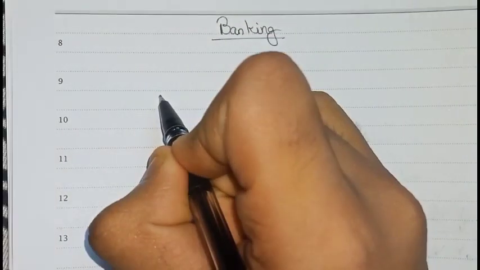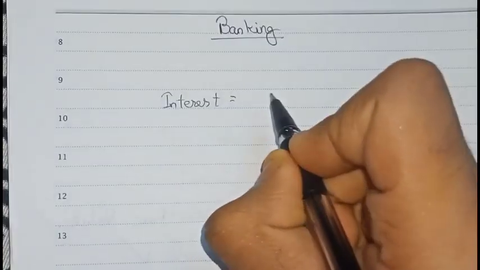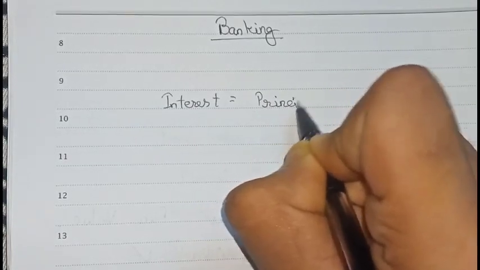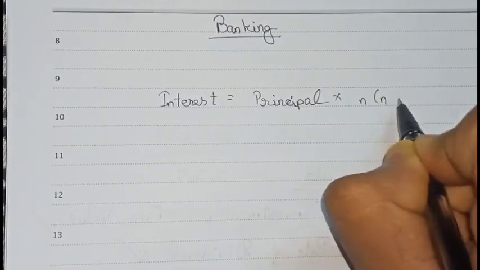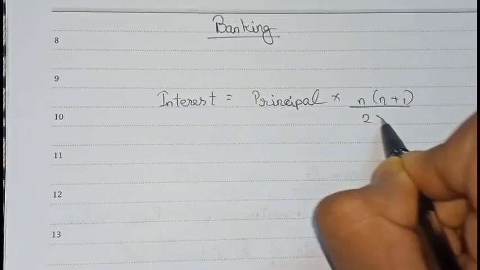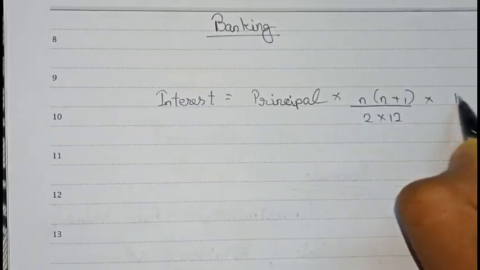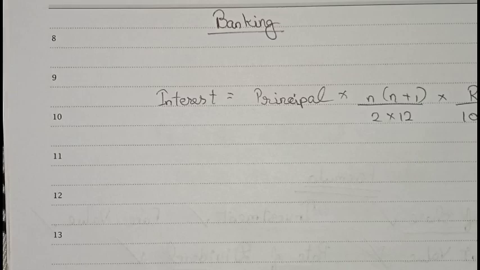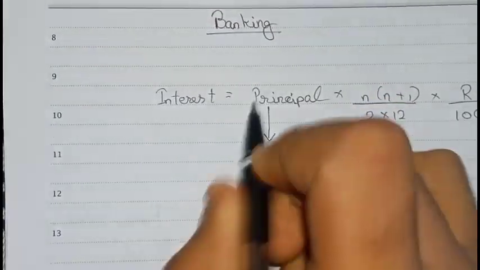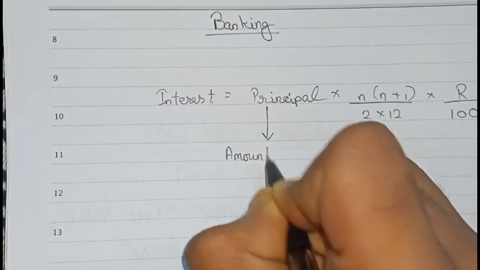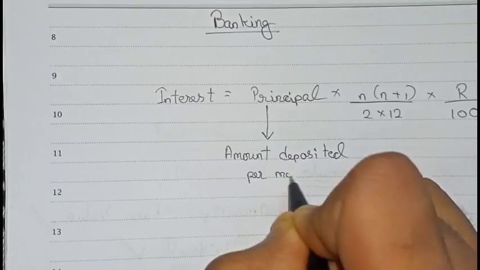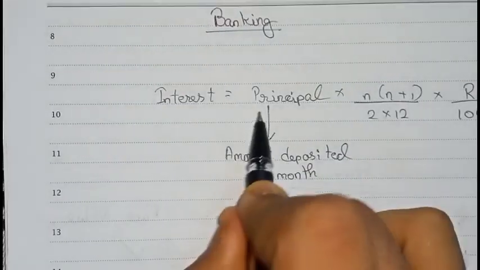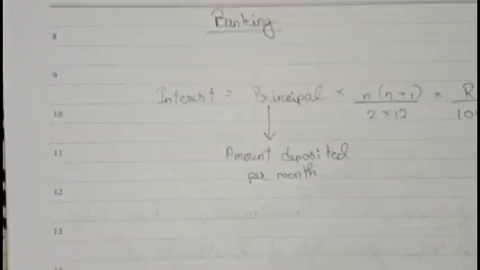First, interest is equal to, the formula is principal into n plus 1 by 2 into 12 into r by 100. Here the principal will be the amount deposited per month. That means the principal will be the amount that is deposited per month.